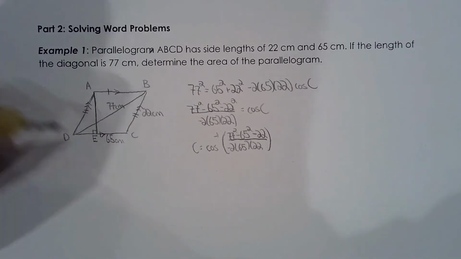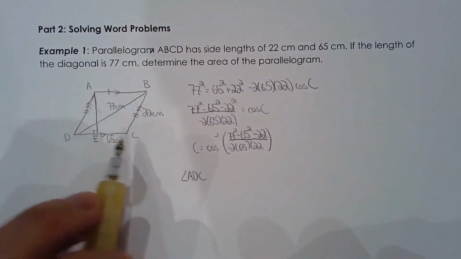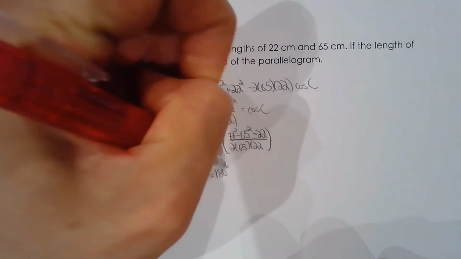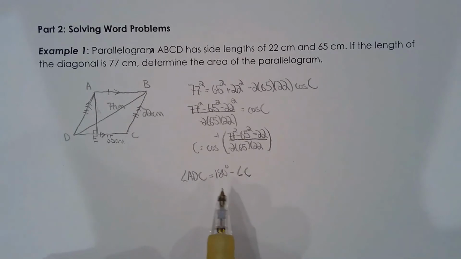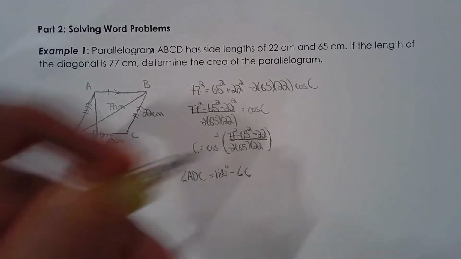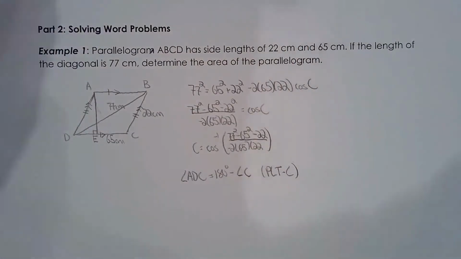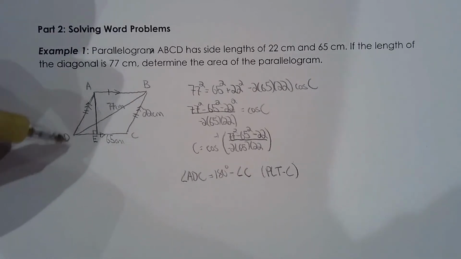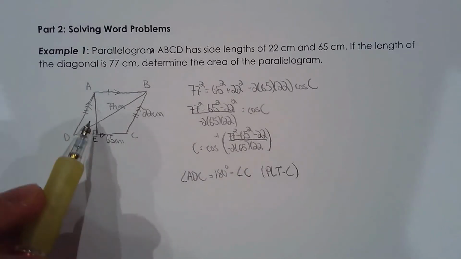Now I have to solve for angle ADC, okay? So angle ADC is supplementary with angle C, so I can solve for angle ADC by taking 180 degrees and subtracting angle C. And that makes sense because of the C pattern, okay? They're co-interior angles. So that's something you should remember from elementary school or grade 9. Okay, now I have angle ADC, and I can use a sine ratio because I have a right triangle here.